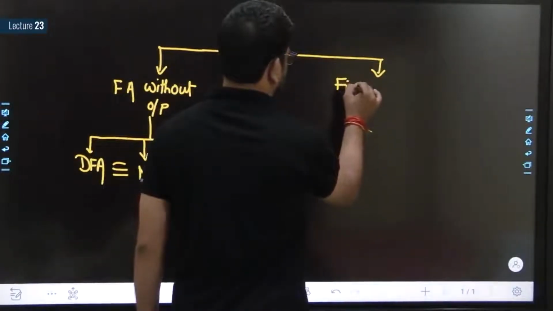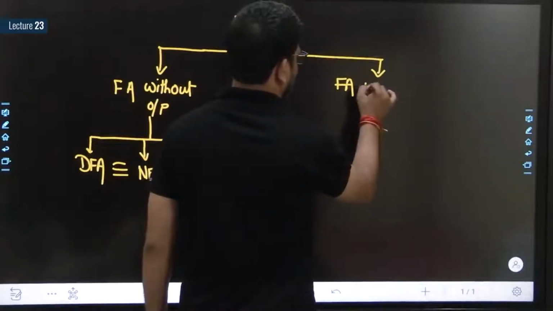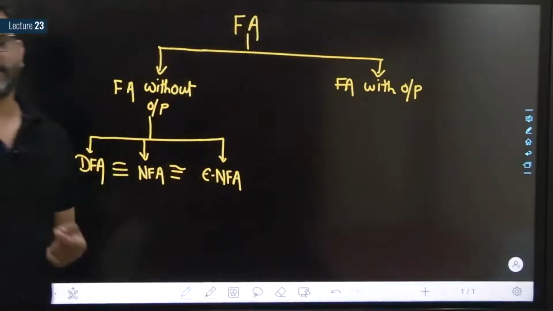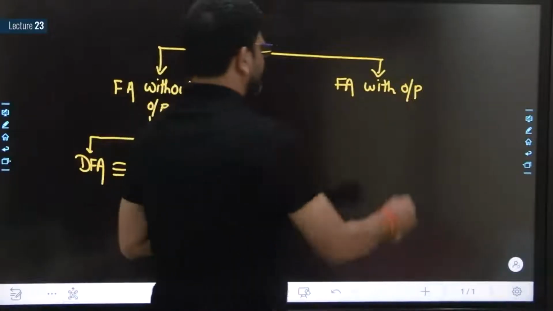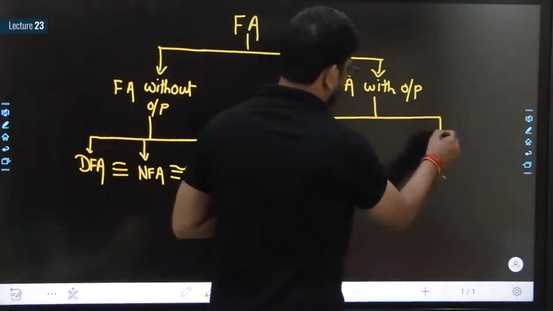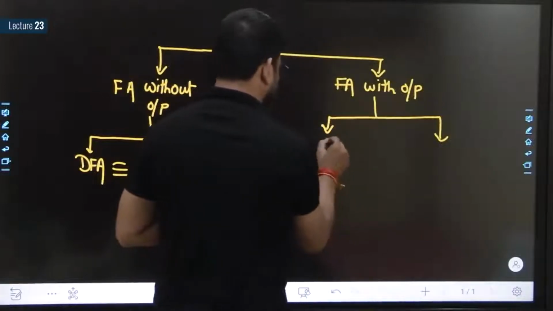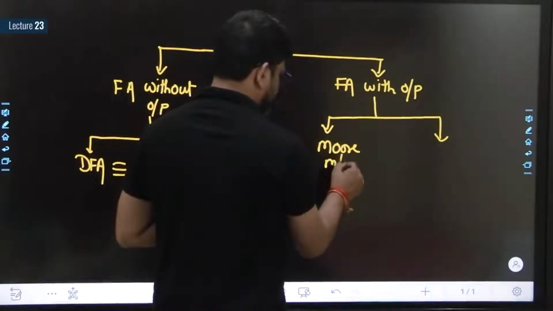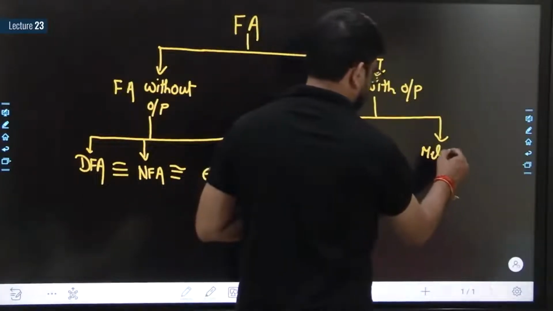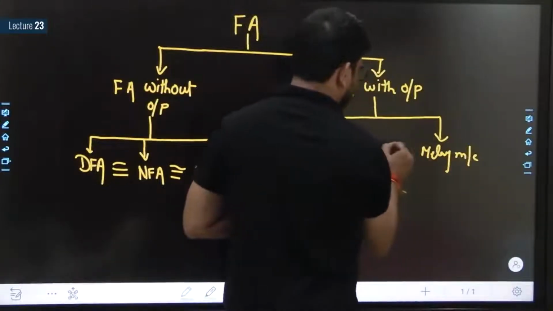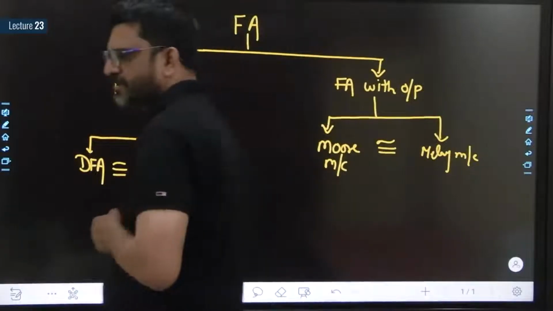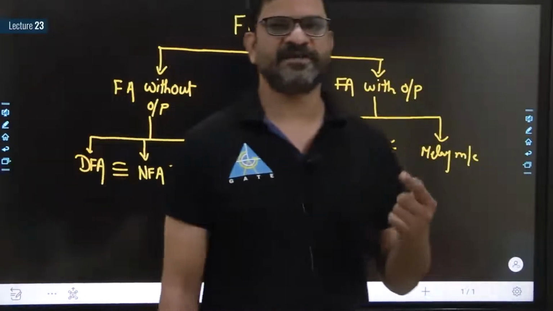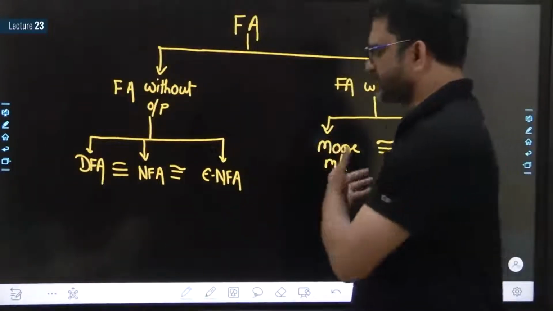finite automata with output. These are the output generator. Again classified into two categories, Moore machine and Mealy machine. The expressive power of Moore machine and Mealy machine are same. What do you mean by this? We can convert every Moore machine into a Mealy machine and Mealy machine into a Moore machine. Clear? Please note this.